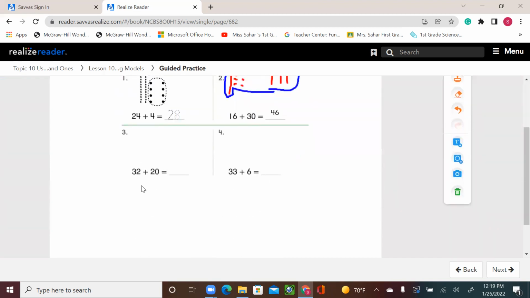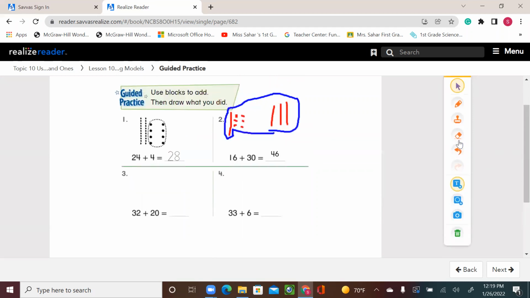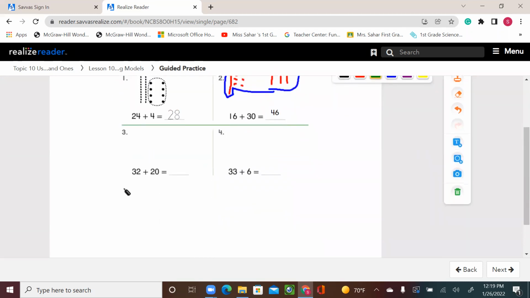Okay. Number 3, 32 plus 20. 32 means 3 tens and 2 ones. So 10, 20, 30, and 2 ones. Plus 20 means only 2 tens. Now I know, add all the tens together and the ones together.